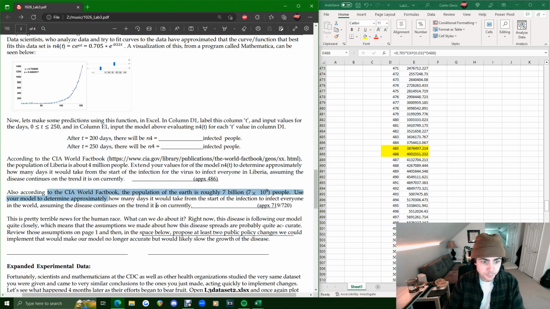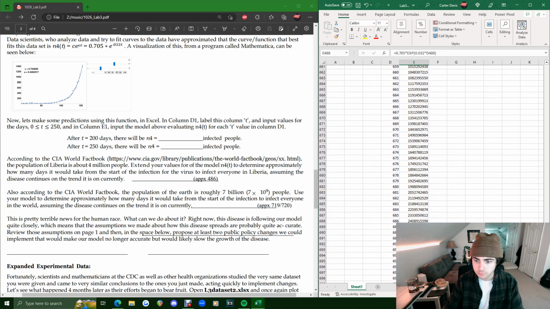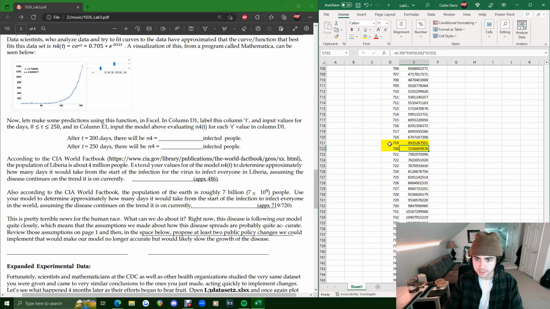All right. And then they do the same thing with Earth being 7 billion people. So you drag down the data again, and we get to a point between 719 and 720 where there's a jump from 6.9 billion to 7 billion. So about 719 to 720.